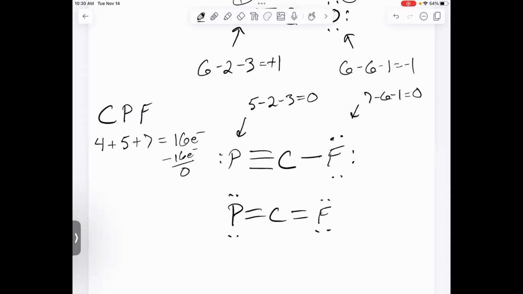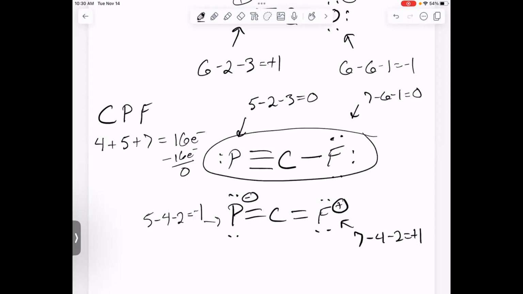The bottom one, if I try to do the 2 double bonds, phosphorus here would be 5 minus 4 electrons in lone pairs minus 2 bonds is -1. So this phosphorus would have a -1 formal charge. And the fluorine, 7 minus 4 electrons in lone pairs minus 2 is +1. So if we have a positive formal charge, well, if the top one has 0 formal charge, that means that's the better one in this particular case. So use formal charge if you have options of where to make multiple bonds to try and figure out which one is better.